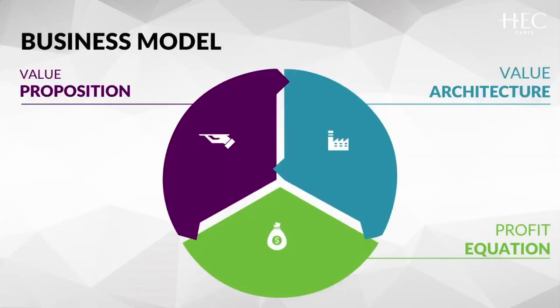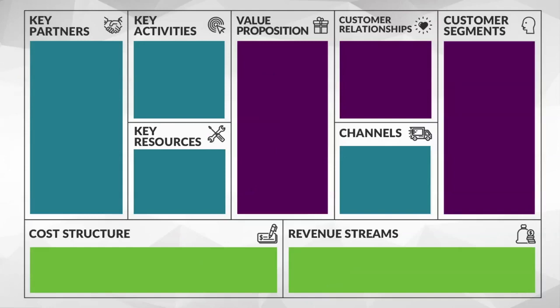Many users of this approach recognize that it is easier to first play around with the 3 pieces and to figure out how they work together rather than 9. And our 3 pillars, value proposition, value architecture, and profit equation, are very similar to the 3 designed by IDEO. So this was about the first difference. The second difference between our framework and the business model canvas lies in the profit equation.